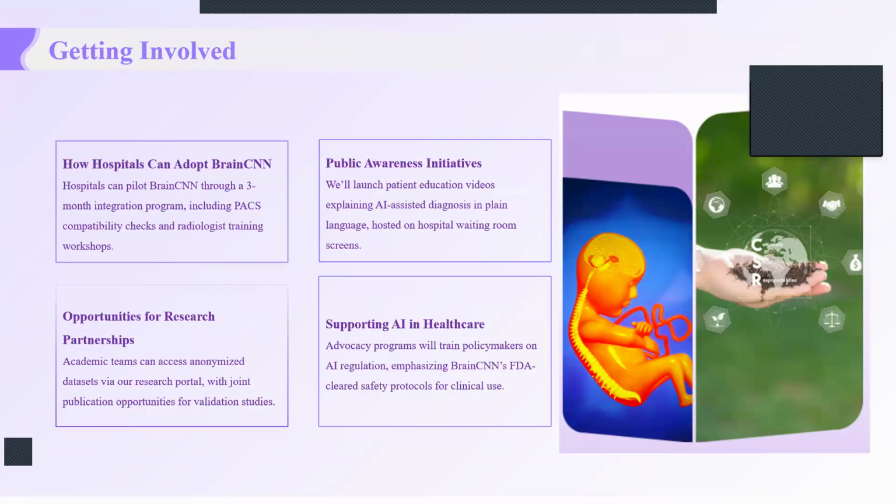And for getting involved, the authors encouraged hospitals and researchers to capitalize on the future trial. But there's no mention of open-source data or code, which limits reproducibility.